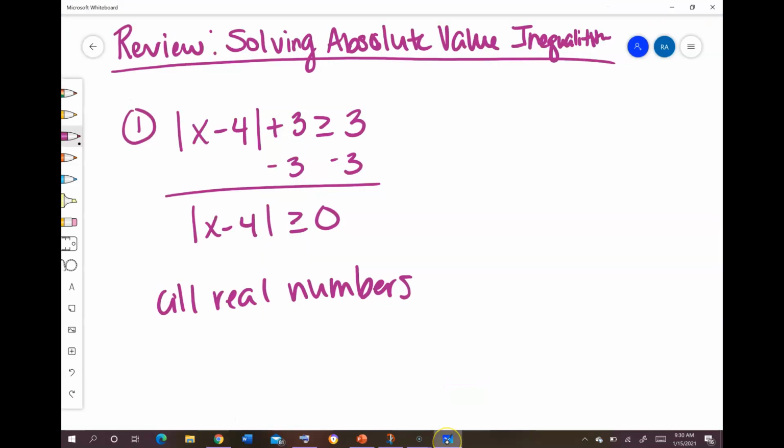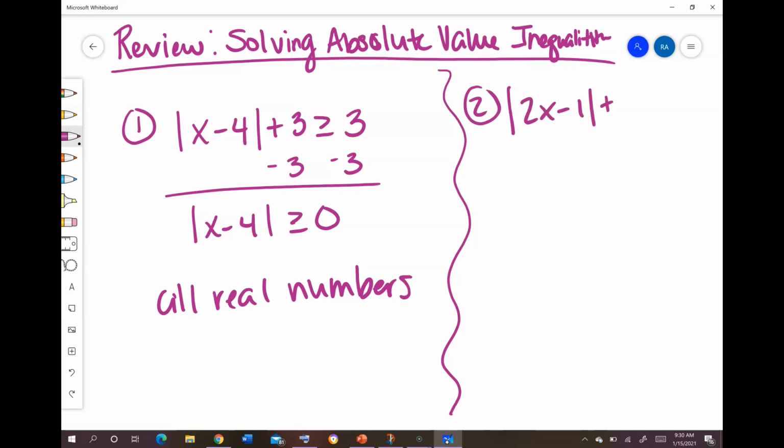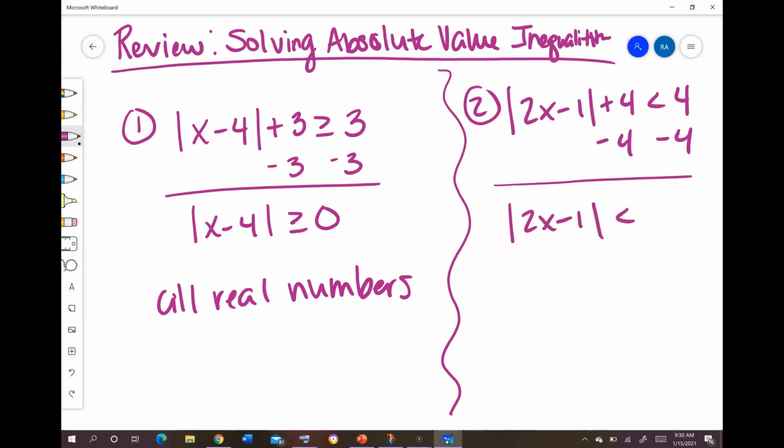All right, next one, number 2. I'm going to give you this. So we're going to solve. We're going to subtract the 4 on both sides, and we get a 0 again. But this time, I'm saying that the absolute value is less than the 0. If you're less than the 0, that means you're negative. Can an absolute value be negative? No. So this is no solution.